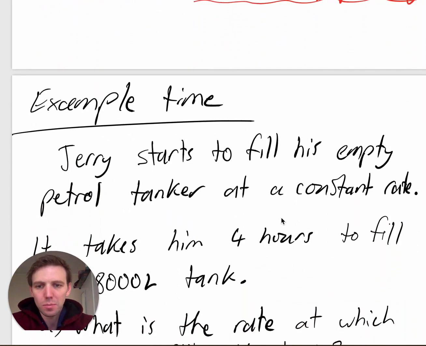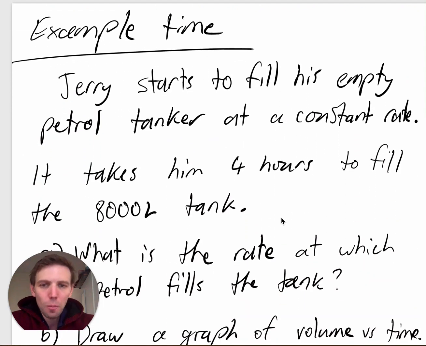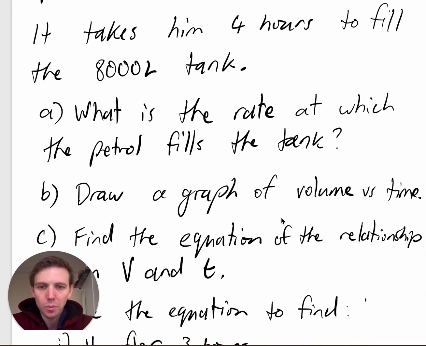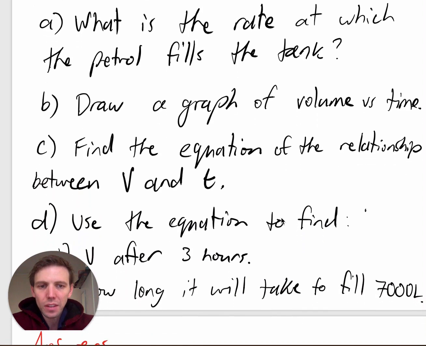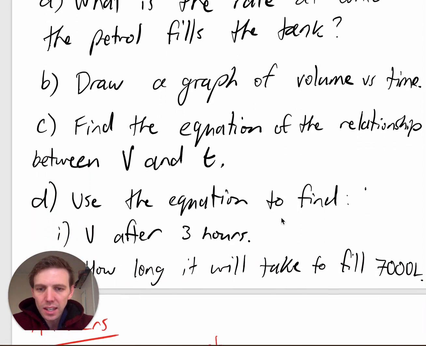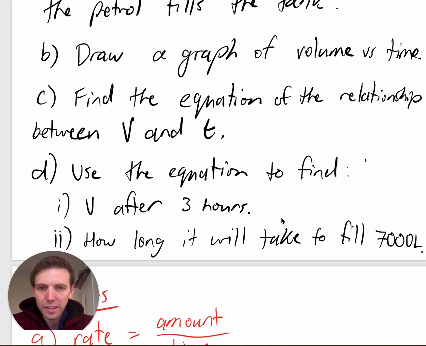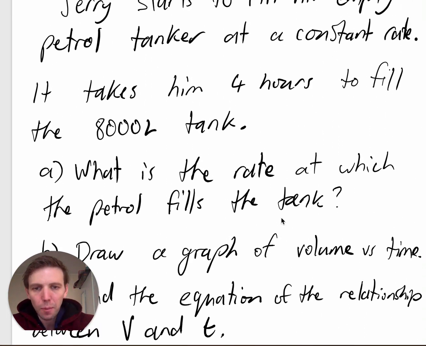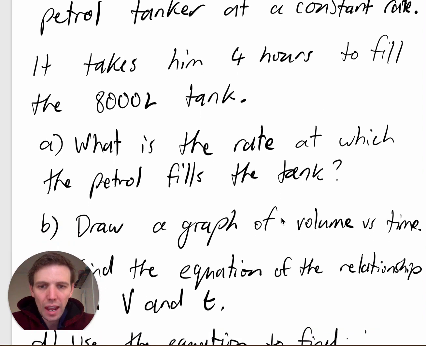So let's have a look at an example here. Old mate Jerry starts to fill his empty petrol tanker at a constant rate, and it takes him 4 hours to fill the 8,000 litre tank. A few questions. What's the rate at which the petrol fills the tank? Then can we draw a graph of volume versus time, find the equation of the relationship between V and T, then use that equation to find these things. So you can have a go at it if you want to pause this video, or I can get straight into how to do these.